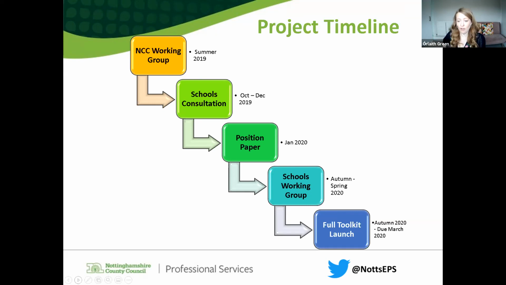So we were all set in March 2020 to have a big launch. And as you all know, something else happened in March 2020, which completely sidelined all of our plans. So we started a schools working group, with a really good range of representatives from mainstream, special schools, primary, secondary, and alternative education providers. In the toolkit, you can see the full list of people who were involved. And the full toolkit launched in autumn 2020 in the end.